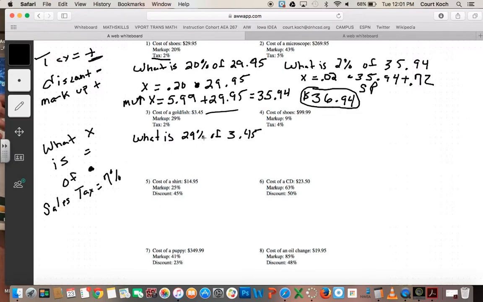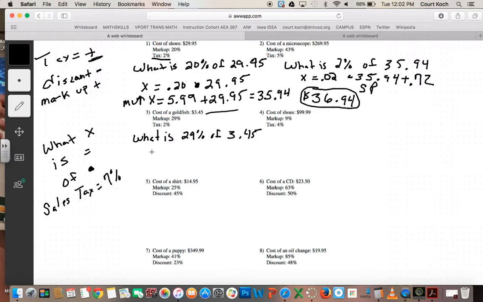I write it because if I write it and then follow this, I'm not going to make a mistake. I'm telling you the steps to follow so you don't make a mistake. Follow my steps and you won't make a mistake. What is 29% of $3.45? Now I have to change this into a percent equation.